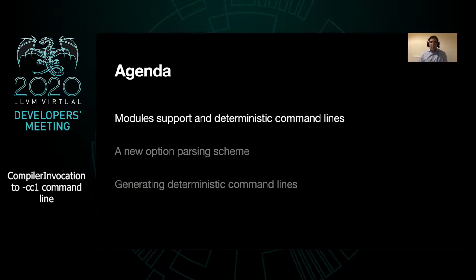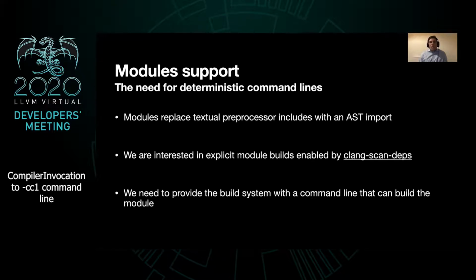Let's get started. First, let's talk about why we did all this work in the first place, and the answer to that is module support, and I'll explain why. As a quick reminder, modules replace textual preprocessor includes with imports of serialized ASTs found in .pcm files. We're interested in explicit module builds enabled by clang-scan-deps, which is a tool that was presented by Michael Spencer and Alex Lorenz at the 2019 Brussels developer meeting. Clang-scan-deps scans a project and discovers the modular dependencies within it and reports them back to the underlying build system, along with the command lines that can build the module.